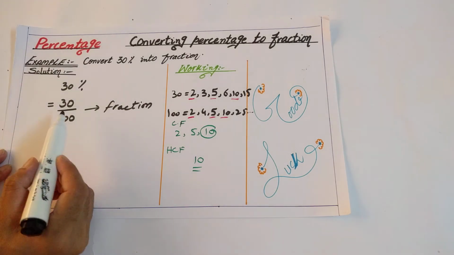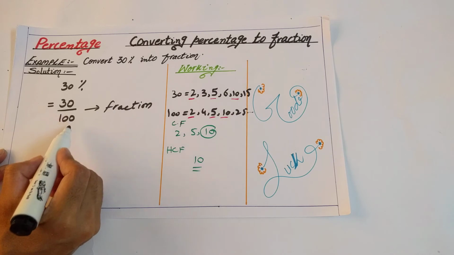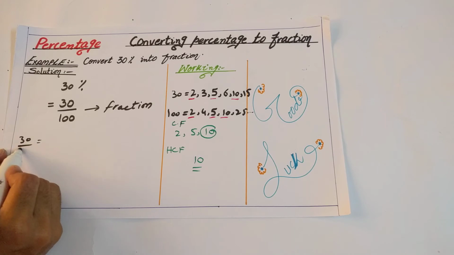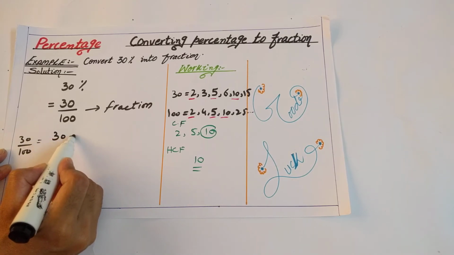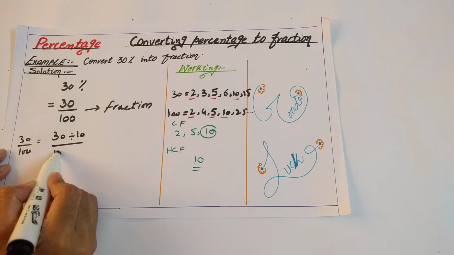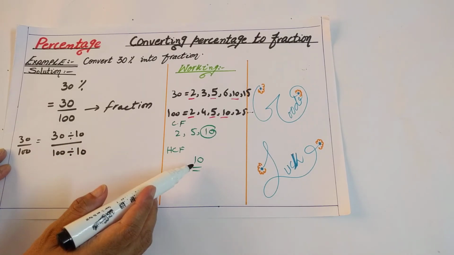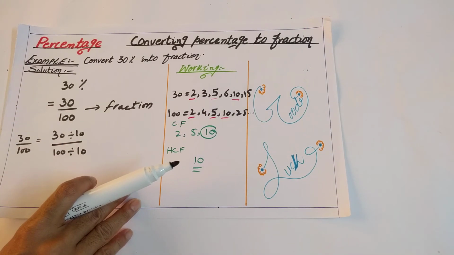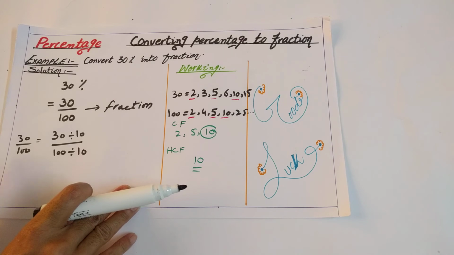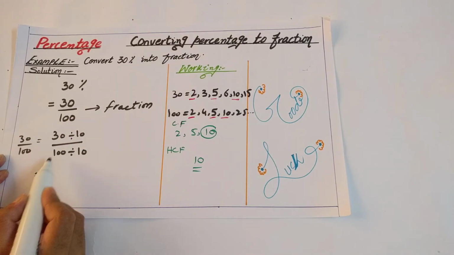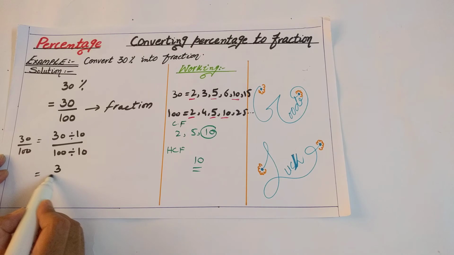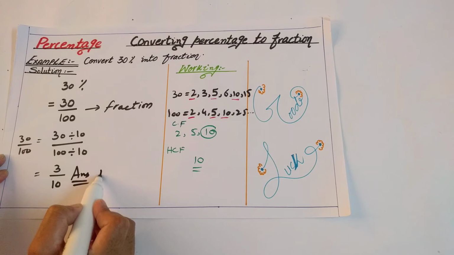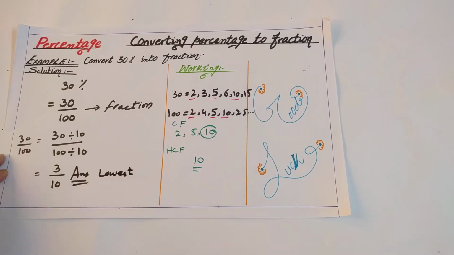So we convert this 30 by 100 to its lowest term. We will divide 30 and 100 by 10, because 10 is the highest common factor. If we divide by 2 or 5, it's also correct, but the best option is to choose the highest common factor. In the table of 10, 10 threes are 30 and 10 tens are 100. Now this one is our answer and this is the lowest form of the fraction.